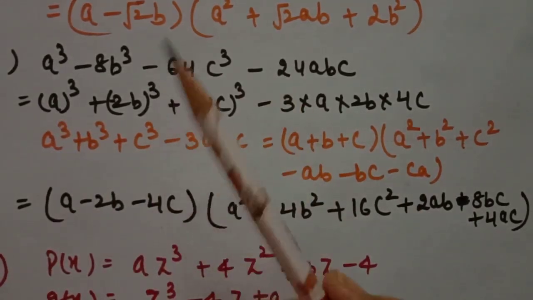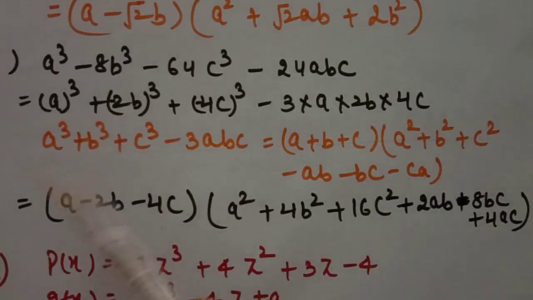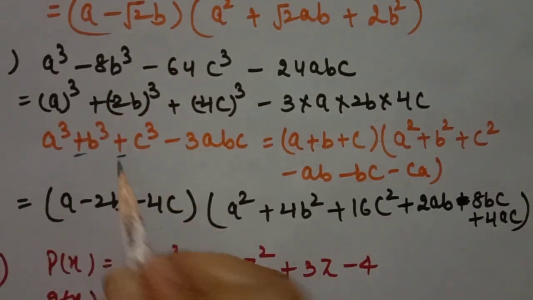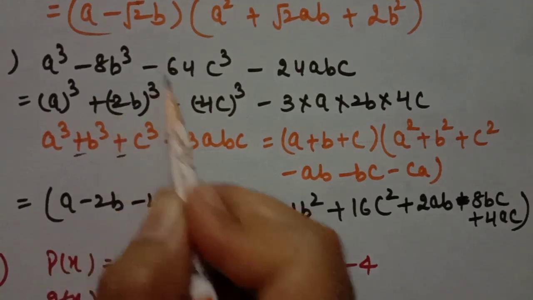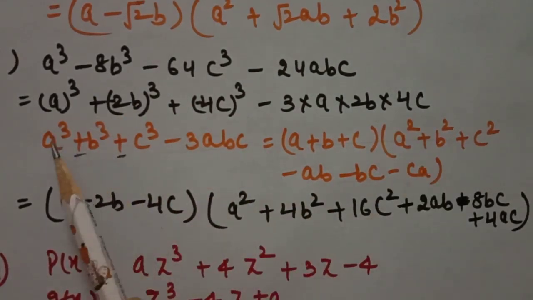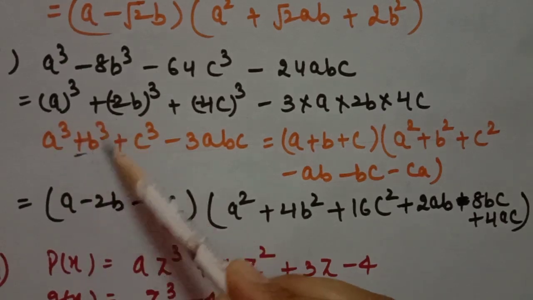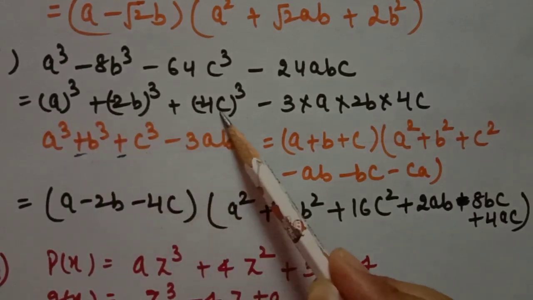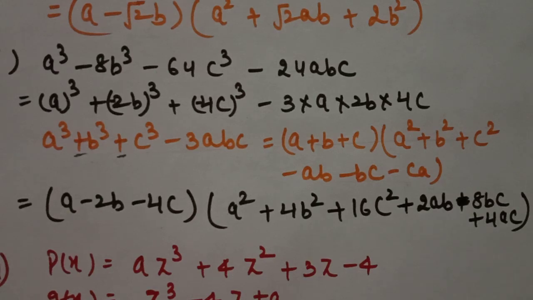Again, a minus sign is there. In the question, we have only positive signs. See, here we have positive. So we will take this minus sign inside the bracket, and then we will replace the value a with a, b with minus 2b, c with minus 4c. And then we will get our answer.